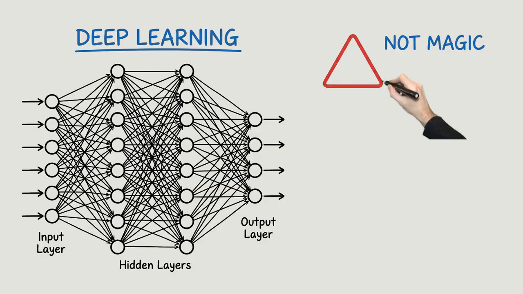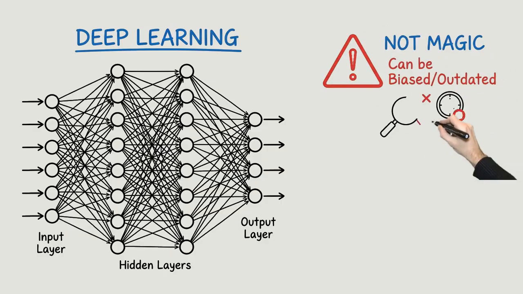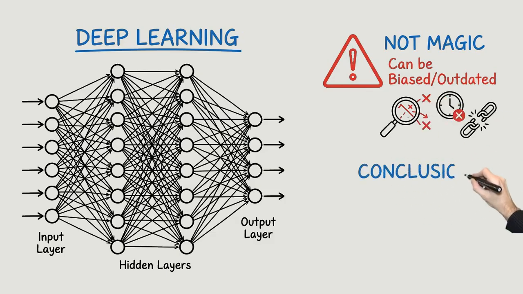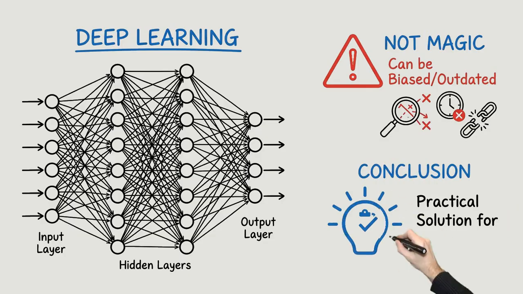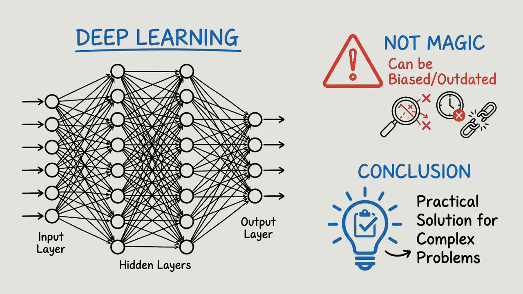Machine learning is not magic. It can be wrong, biased, or outdated if the data is bad or the world changes. But it matters because many problems don't have simple rules. For those problems, learning from data is the most practical solution computer science has.